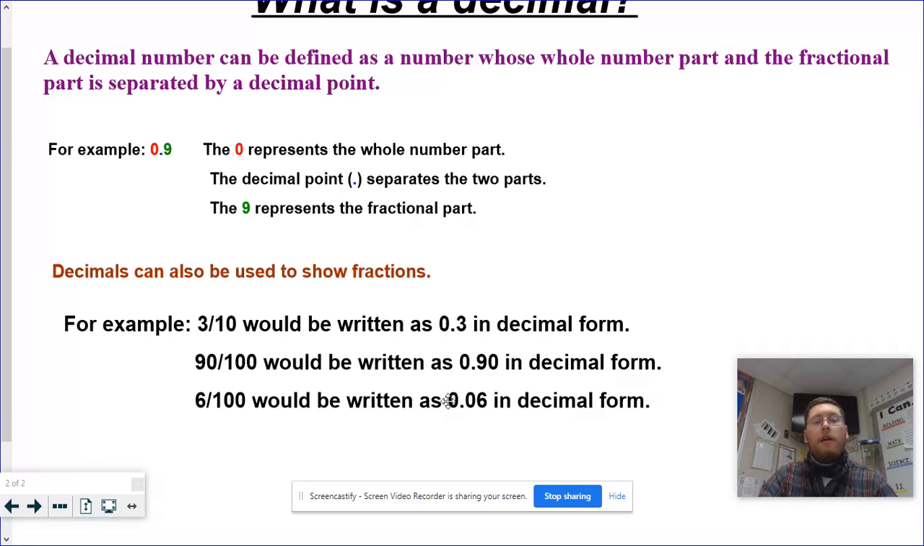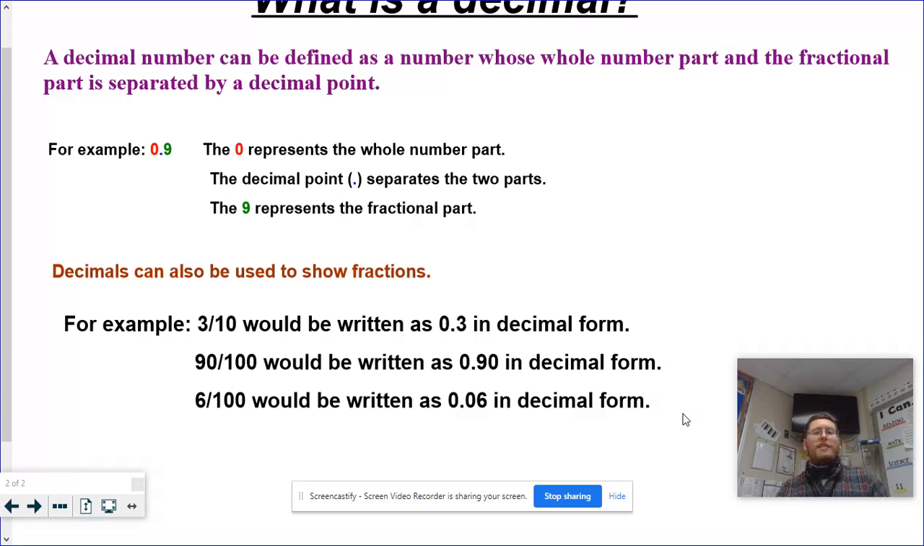Finally, if I had 100 pieces and 6 of them were represented or colored in or shaded or whatever, we would write that as 0.06, because this is the hundredths place, this is the tenths place in decimal form.